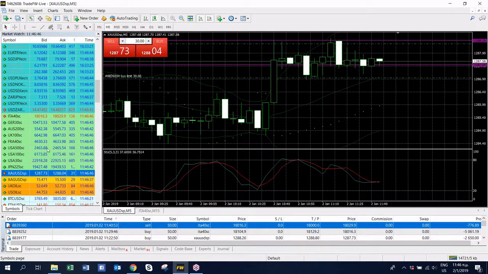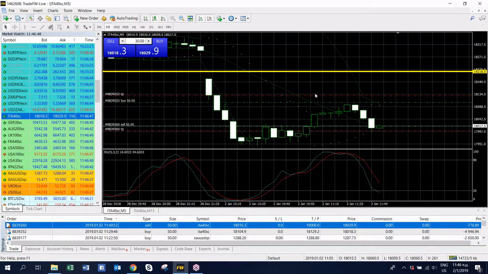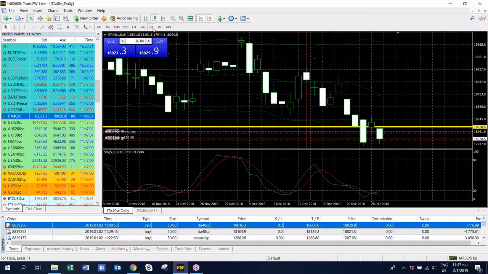Then we also have two Italy 40 positions open. We made a small mistake on Italy 40, but it's okay. It happens. What we did is Italy 40 dropped. Let's go on the 1 day chart, and I will explain to you. Italy 40, let me remove this yellow.